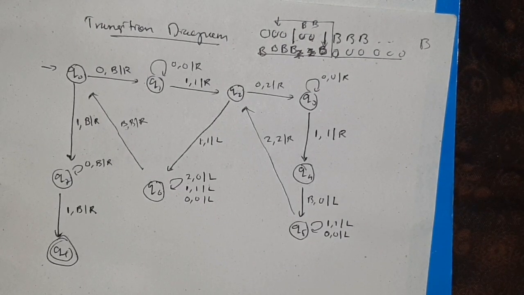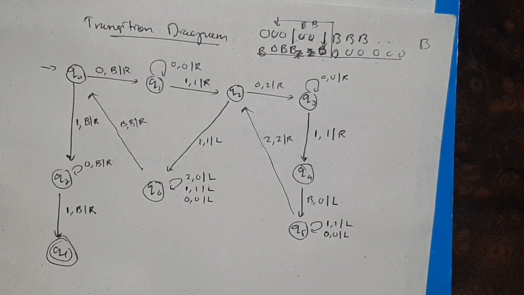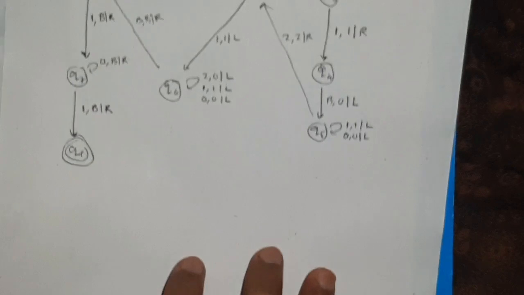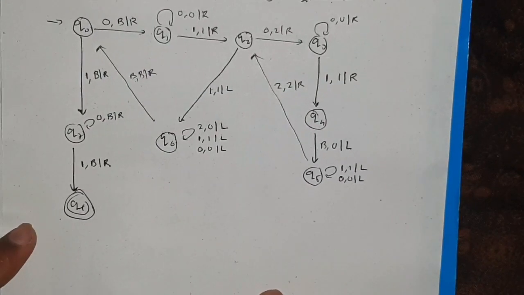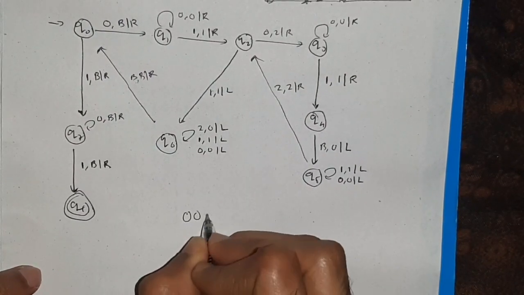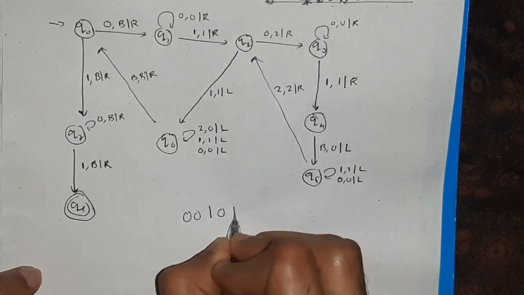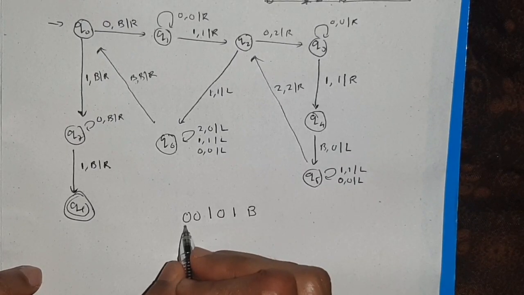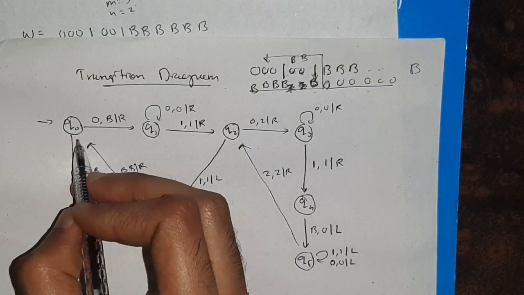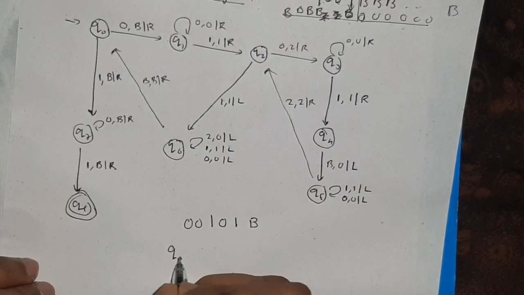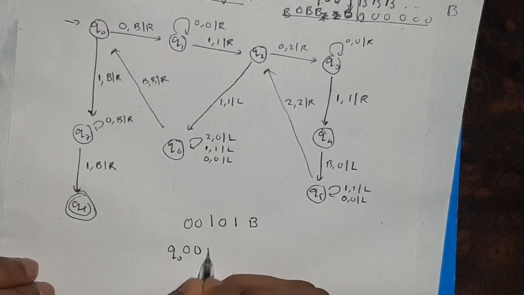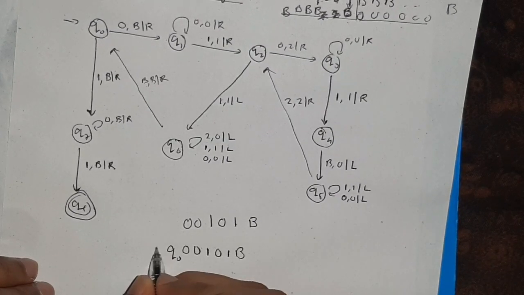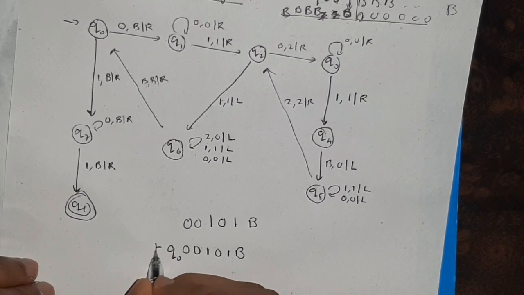Since this is a bit lengthy one, to give you a better understanding, I'll be taking the instantaneous description. Because in exam anyway you have to write. So if you want to have a look, you can have. We'll take the string 0 0 1 0 1 B, a small string. Let's write the instantaneous description for it. Where are we starting from? We are starting from Q0. So we'll write Q0 0 0 1 0 1 B, and this is the instantaneous description symbol.